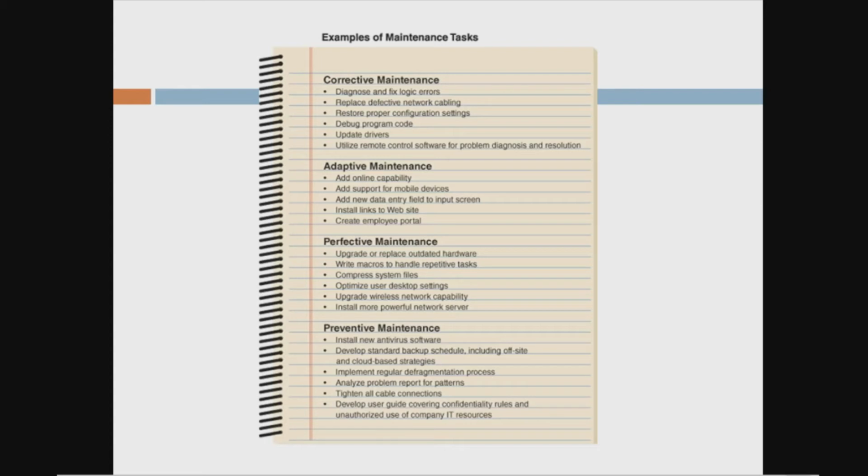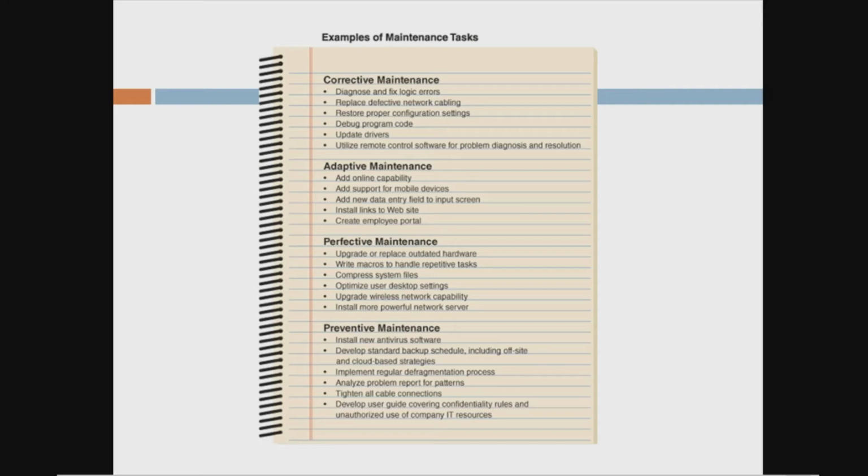Second, adaptive. Okay, for example, we have add online capabilities. Before this, maybe everything could be performed offline, so how to make it online? Support for mobile device: the current system that we already developed is only for desktop and laptop, so how to use it for mobile devices? Or maybe this system is only for Windows 10, so how to upgrade it to make sure that the system is compatible with Windows 11, for example.